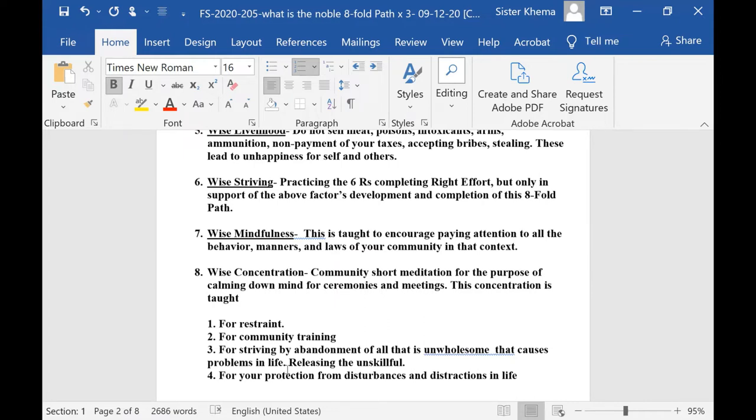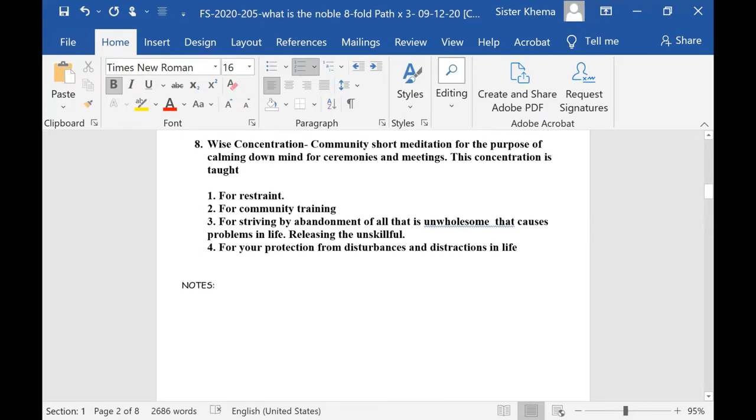And wise concentration, community, short meditation for the purpose of calming down the mind, for ceremonies, for meetings. This concentration is taught, one, for the purpose of restraint of the people in the community. Number two, for community training, for getting along in any kind of event or disaster, anything like that. And number three, for striving by abandonment of all that is unwholesome that causes problems in life, releasing the unskillful and picking up the skillful. And everybody is working together with this in the community.